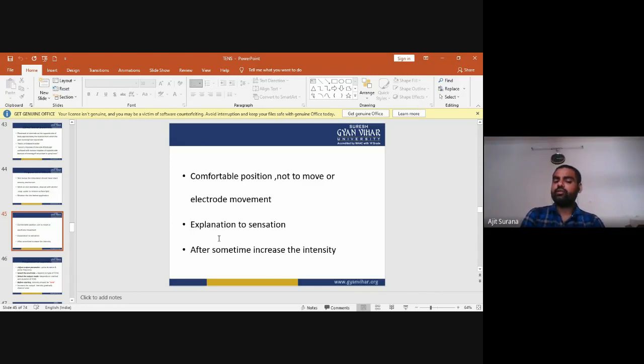So in preparation of the patient, we seat the patient in a comfortable position and ask them not to move the electrodes. We explain the sensation of the TENS, and after some time we increase the intensity of the TENS.